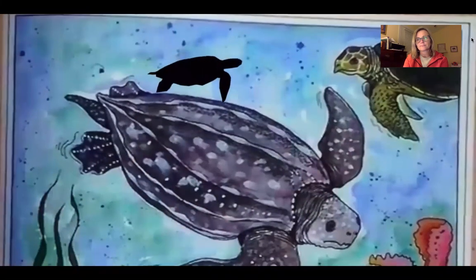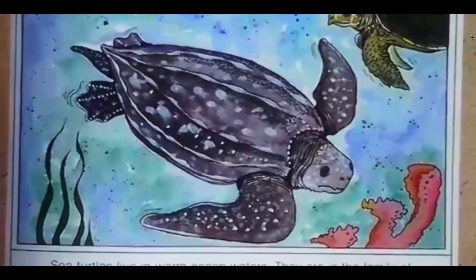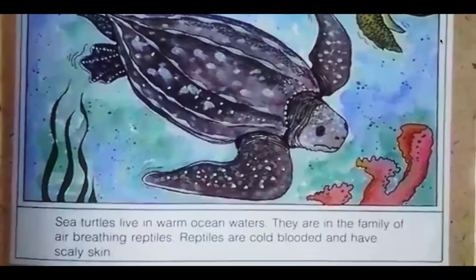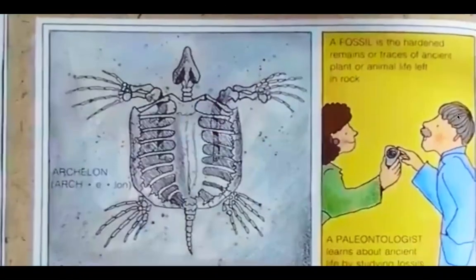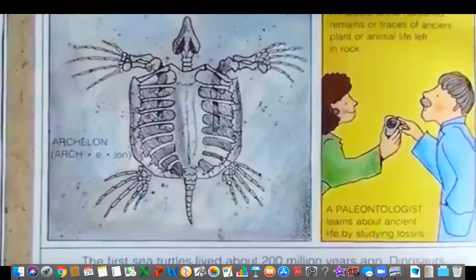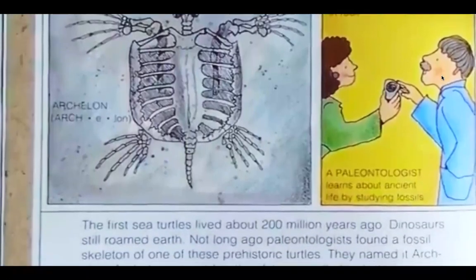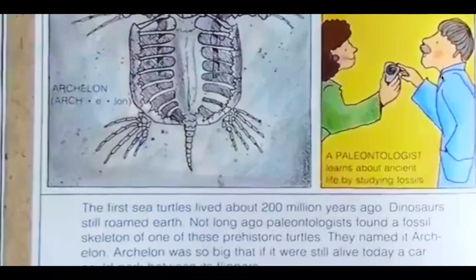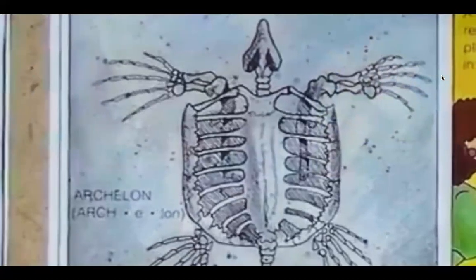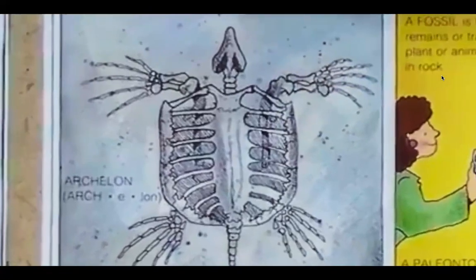Sea turtles live in warm ocean waters. They are in the family of air-breathing reptiles. Reptiles are cold-blooded and have scaly skin. The first sea turtles lived about 200 million years ago. Dinosaurs still roamed the earth. Not long ago, paleontologists found a fossil skeleton of one of these prehistoric turtles. They named it Archelon. Archelon was so big that if it were still alive today, a car could park between its flippers.